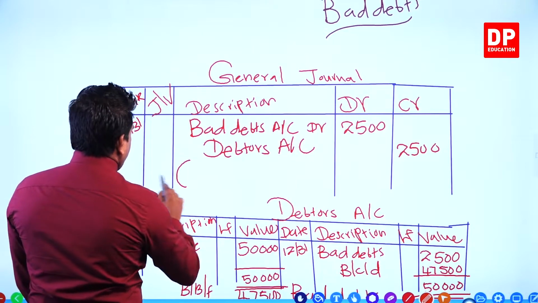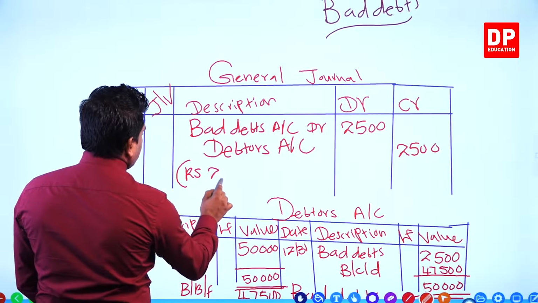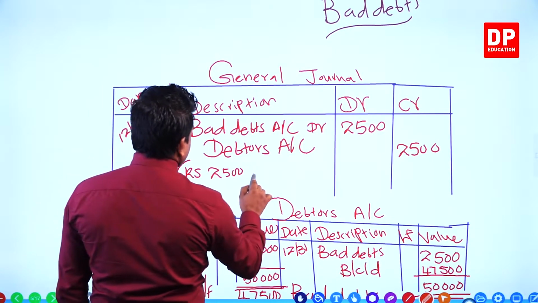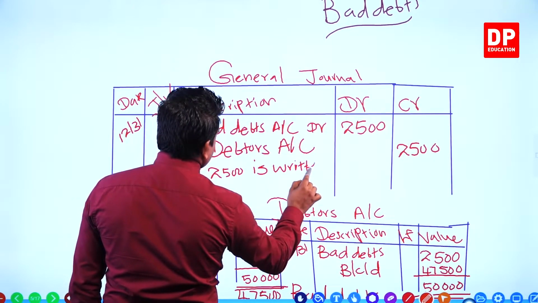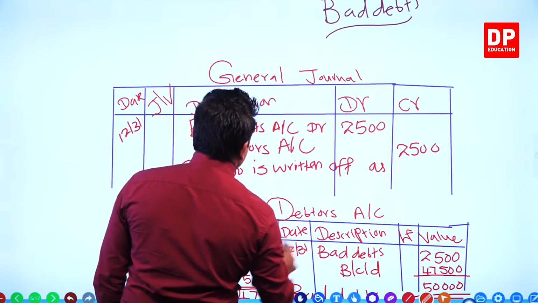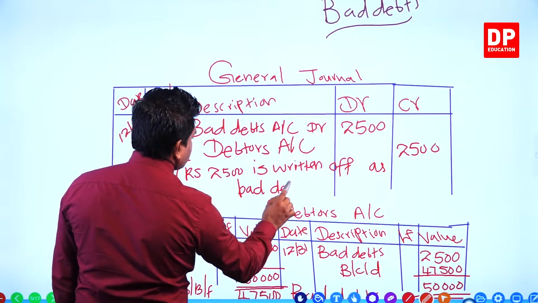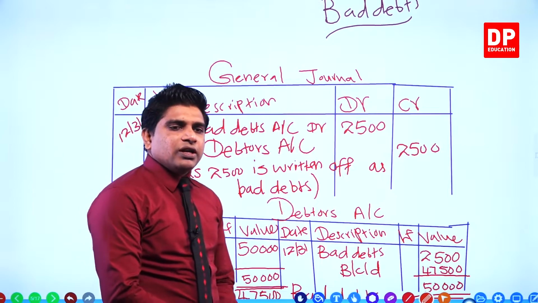2,500 rupees is written off as bad debts. Bad debts. I think now you understood well.